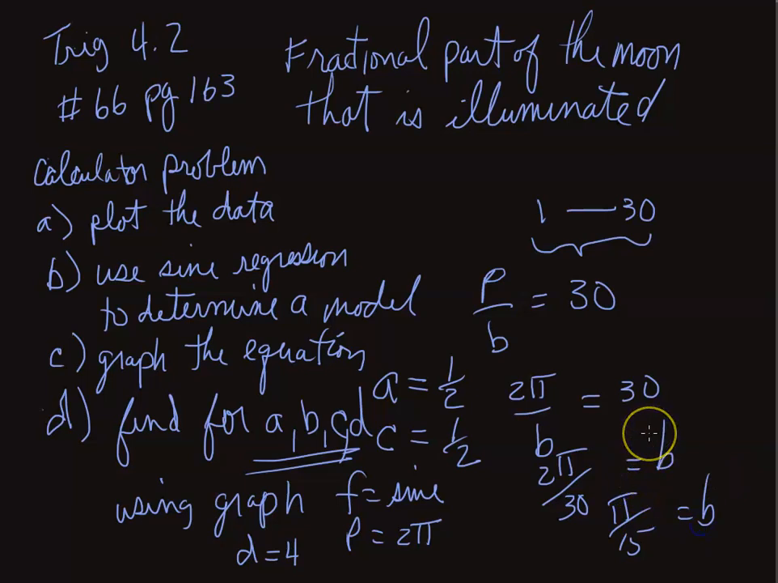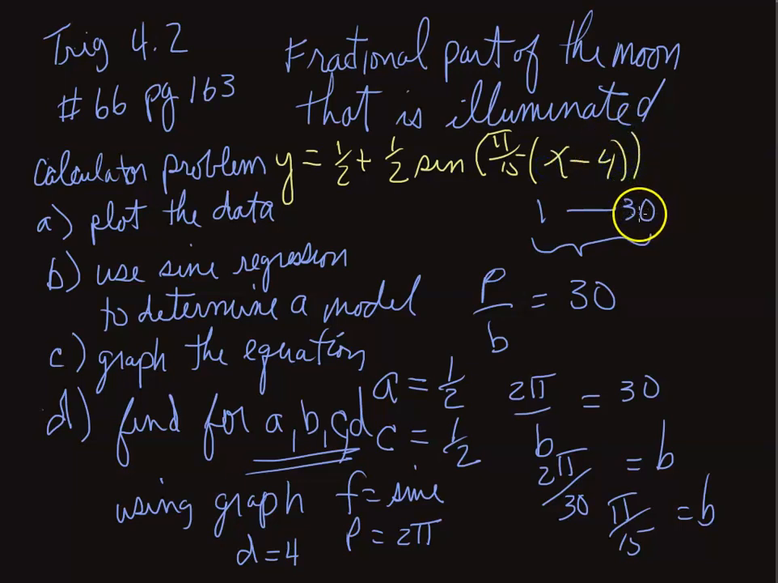So we have an equation. See if I can squeeze it in here in a different color so it'll stand out. We have y equals C, which is 1/2. It's moved up 1/2, plus 1/2 because it's been compressed vertically 1/2. The sine of the B, which is pi over 15, x minus, because it's been moved to the right, 4. We'll see how that works. That is our equation. I'm going to put that into y2.